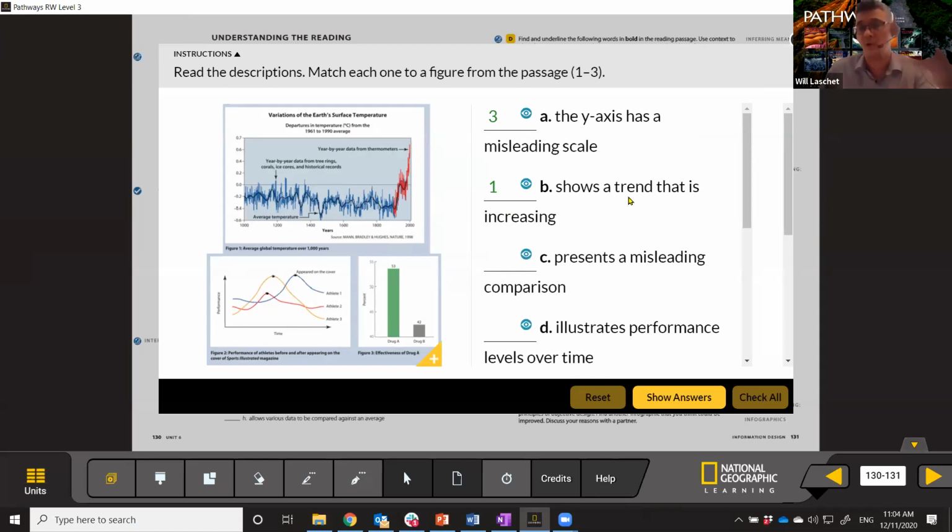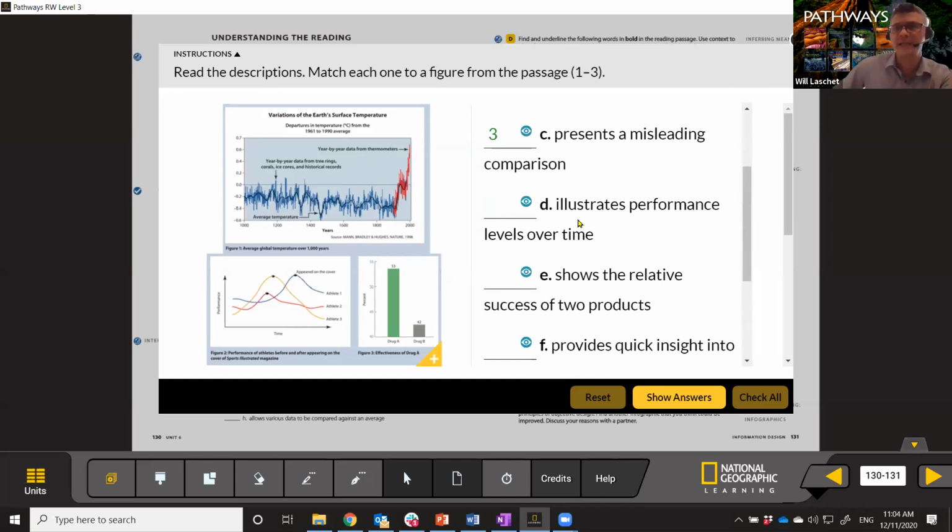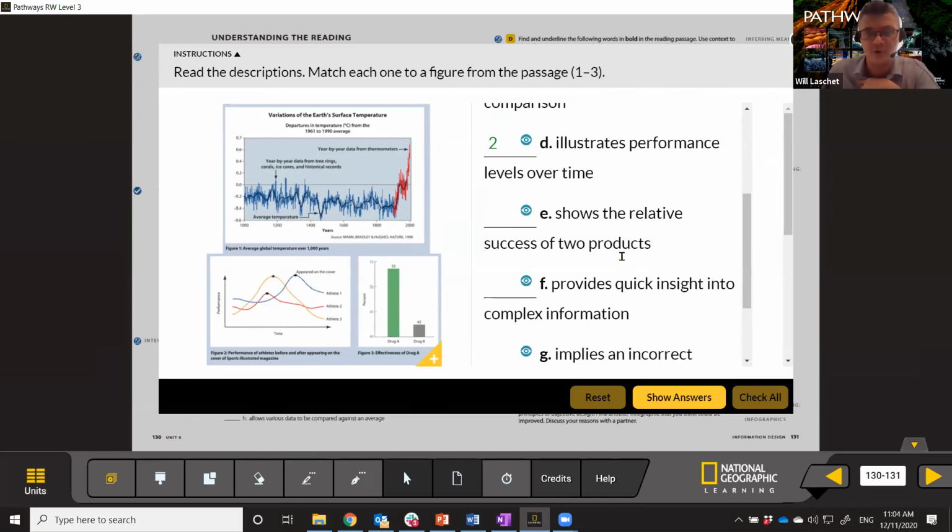So we can talk about trends. Which one presents a misleading comparison? So comparing two different things. Number 2 and number 3, they're both misleading, but only one of them is a comparison. So it is number 3. It's a misleading comparison because the scale is not fair. Which one illustrates performance levels over time? Performance levels over time, and the answer is number 2. There we go. Which one shows the relative success of two products?